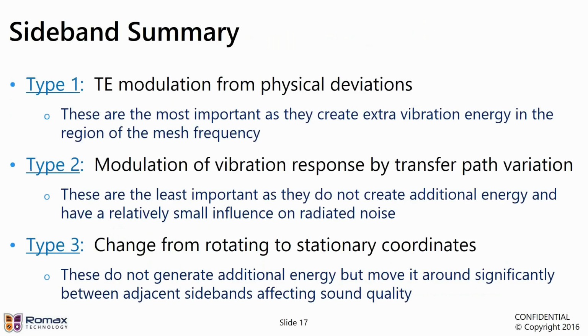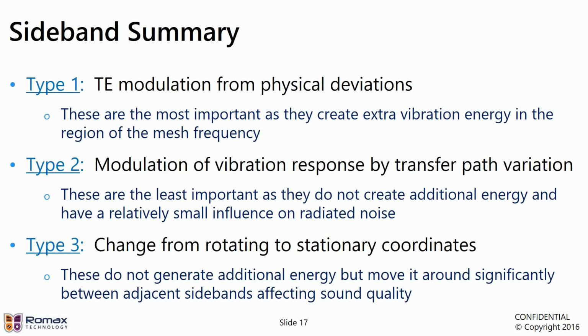So to summarize those, we've got the transmission error modulation, i.e. the excitation modulation from physical deviations. These typically are the most important, and the reason is because they actually create additional energy in the region of the mesh frequency, the part of the spectrum around the mesh frequency, so the mesh frequency and its sidebands. They do that by bringing energy up from the lower frequencies, the once per revolution frequencies and twice per revolution frequencies and so on, and they are heterodyned up to the region around the mesh frequency by the modulation. So they increase the overall amount of vibration and therefore noise around the mesh frequency.